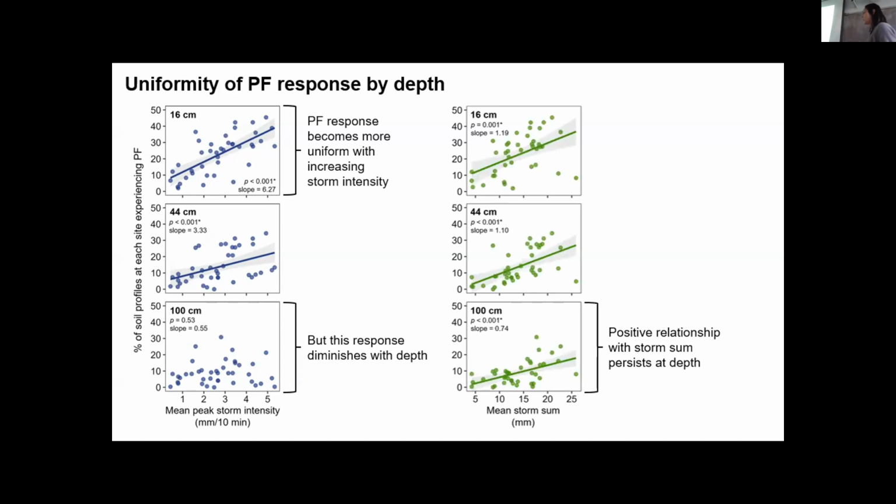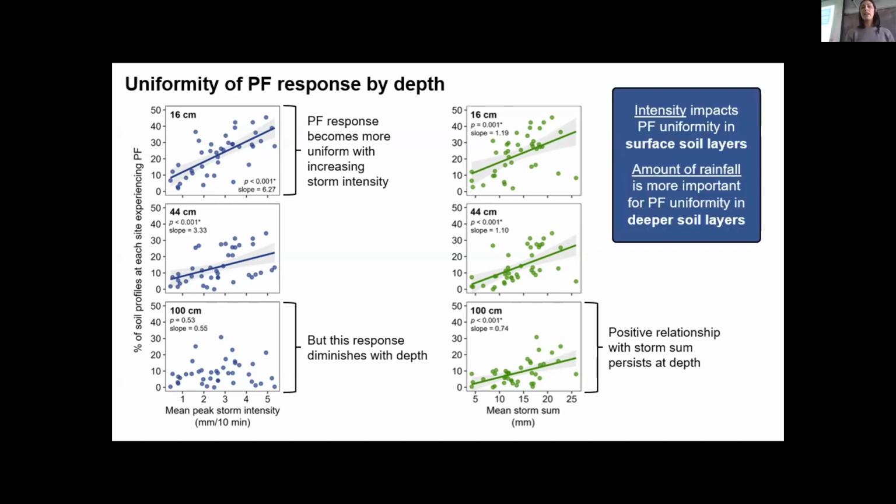And so this storm sum also has a positive relationship with uniformity, but it persists at depth. So even when you're down at a meter depth, the total amount of rainfall during a rain event is influencing the uniformity of that preferential flow response across space. So together, as part of this project, it's telling us that intensity is important for preferential flow uniformity at the surface and for overall occurrence of preferential flow. But when you move deeper into the soil profile, the total amount of rainfall is more important for the uniformity of that response.